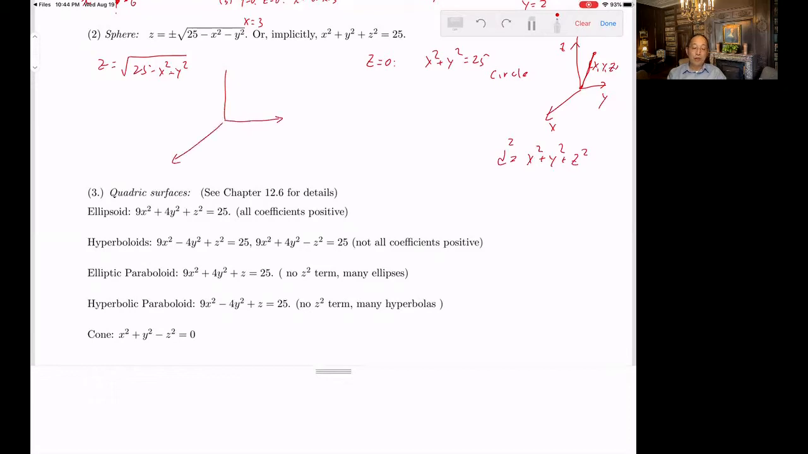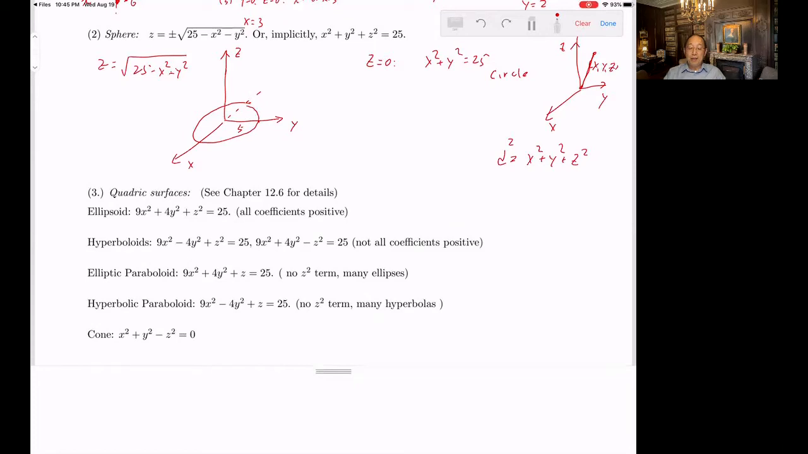Now, how do we draw a circle? Because this is three-dimensional, we cannot really draw a circle. We can only draw an oval over here. The radius is 5, so we can draw something like this.